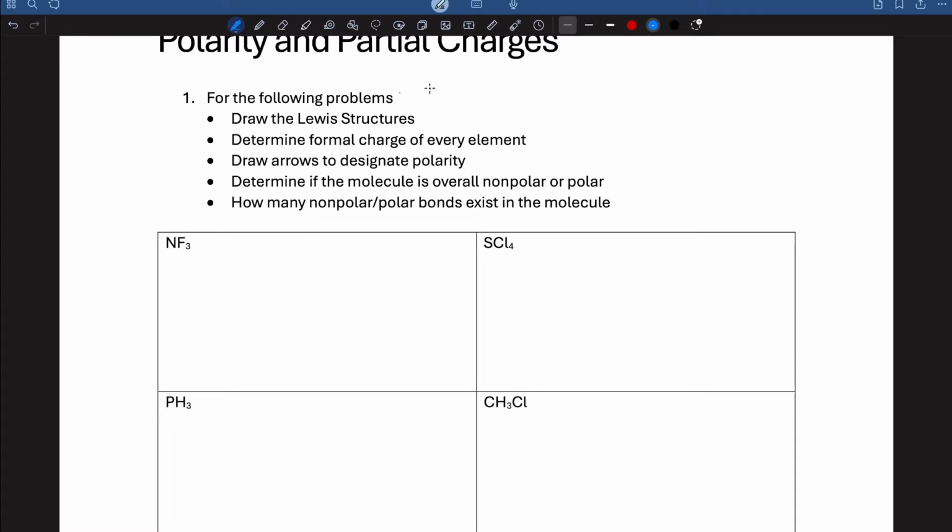The first problem, NF3. If you're still iffy on drawing Lewis structures, make sure to go check out the video and the worksheets associated with that topic. Nitrogen is going to be in the middle, surrounded by the fluorines. And the nitrogen is going to have a lone pair here, and each fluorine is going to have 3 lone pairs surrounding it.